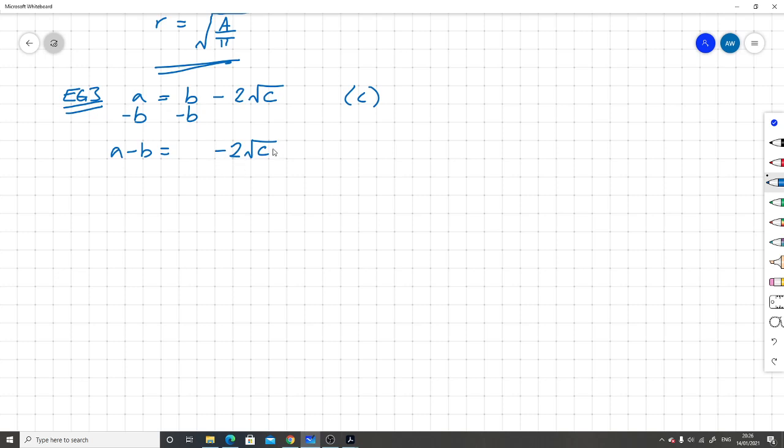Okay? So now we need to get rid of this minus 2. Now it's multiplying by the square root of c, so to get rid of multiplying by minus 2, we divide by minus 2. We divide by exactly the same thing because we turn it into 1. And minus 2 divided by minus 2 is 1, and 1 root c is root c. Okay? And we mustn't forget to divide this side by minus 2 to keep it balanced. So we have a minus b all over minus 2 equals the square root of c.